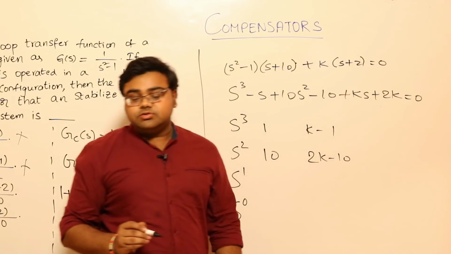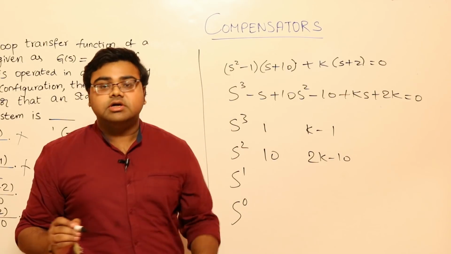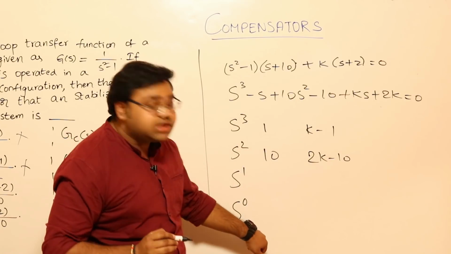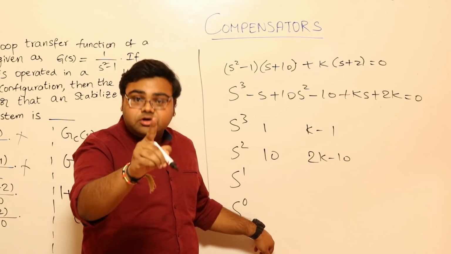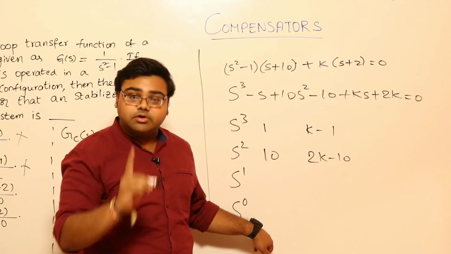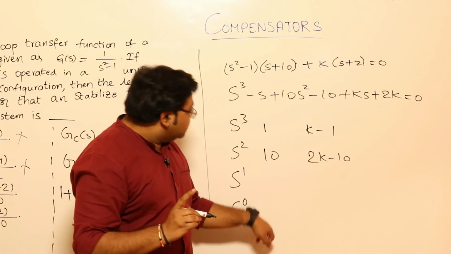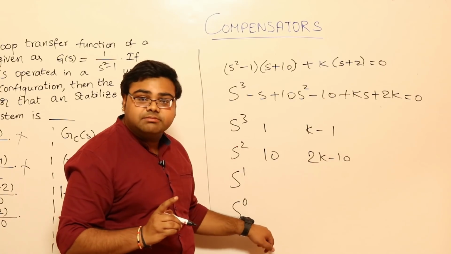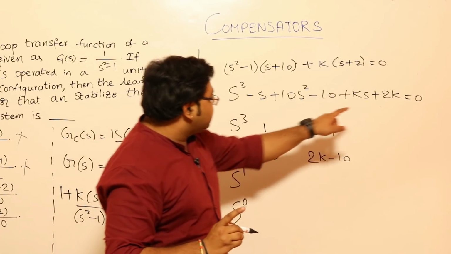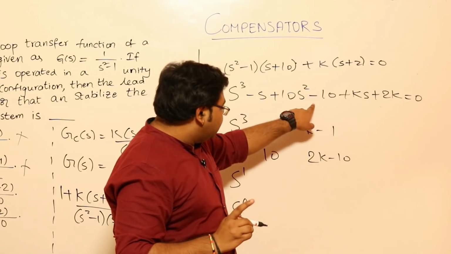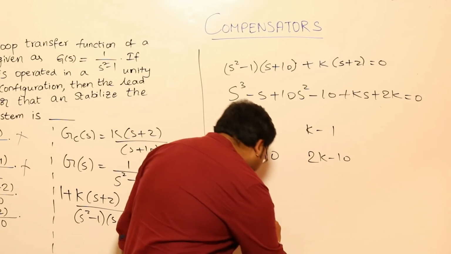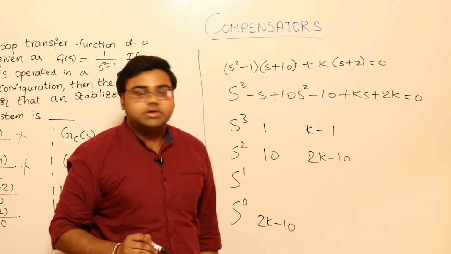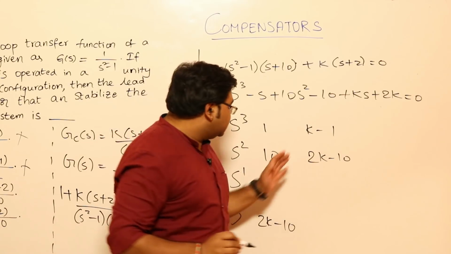Always, to check if your Routh array is correct or not, after you get this polynomial, your last term should be the last term over here. If that is not happening, you have made some mistake in your Routh array. Always remember that: the last term of your characteristic equation should be the last term in the Routh array. Here the last term will be the constant value, that is 2k minus 10. So I have to definitely get 2k minus 10 over here, no matter what.